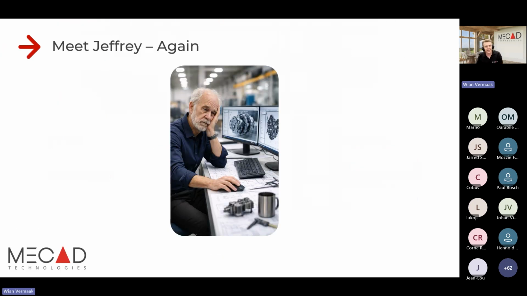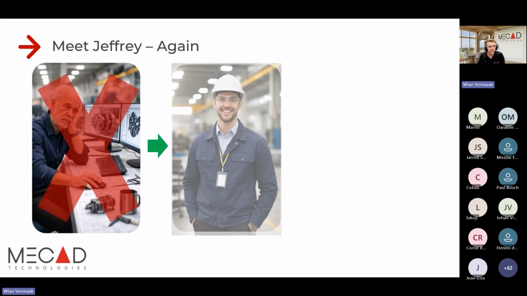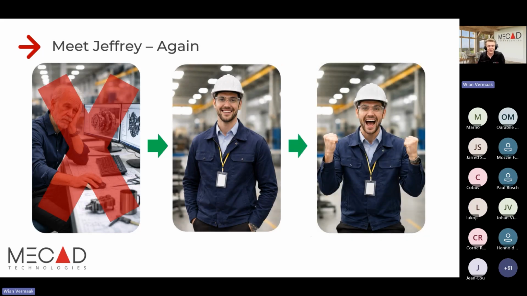So let's meet Jeffrey again. That's Jeffrey's story. He didn't become an engineer to spend his day rebuilding assemblies, manually creating drawings, or fighting with properties in hundreds of files. He became an engineer to design, solve problems, and build cool things. And that's exactly what the optimization package is for. So it's a nice little before and after. Before optimization package, after. Jeffrey is pretty happy.